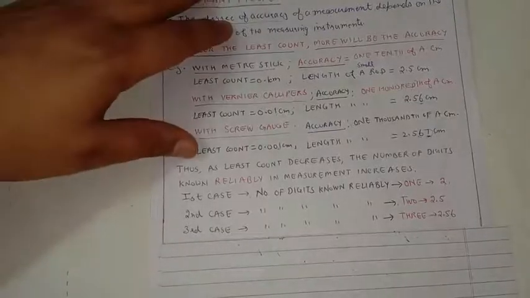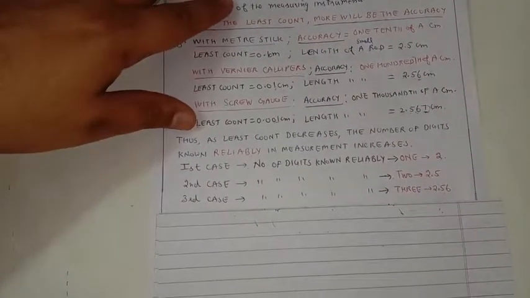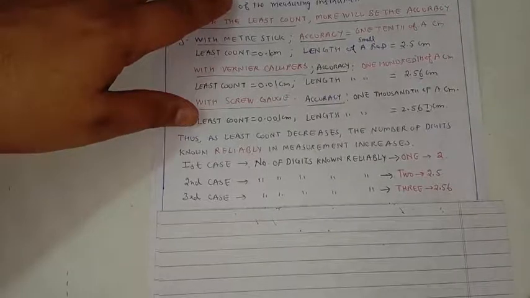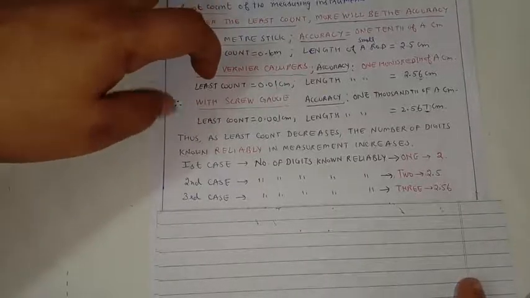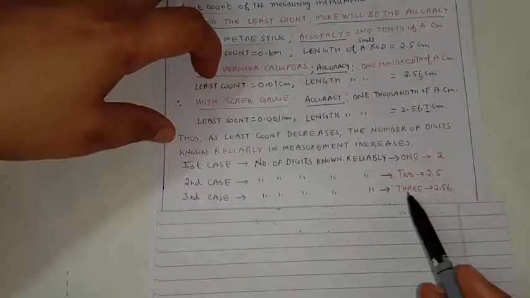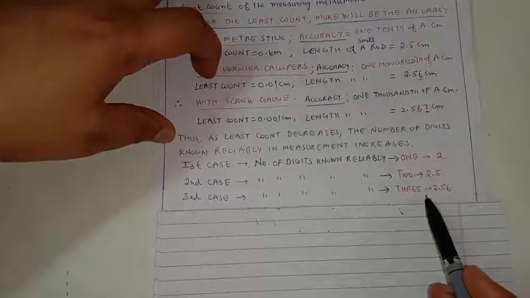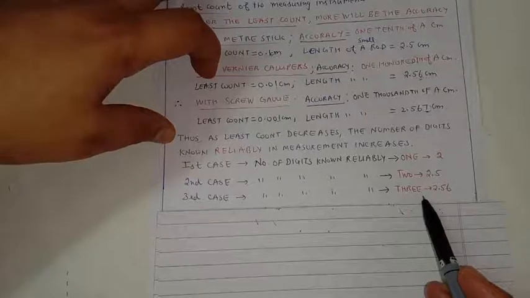So as the number of digits which repeat themselves in our measurement, if the measurement is repeated multiple times, then if digits in the measurement are repeating themselves, that means we are tending to measure the correct value, the true value of our object, for example the length of the rod in this case. So the greater the number of reliably known digits in our result or in the measurement, the greater will be the accuracy.